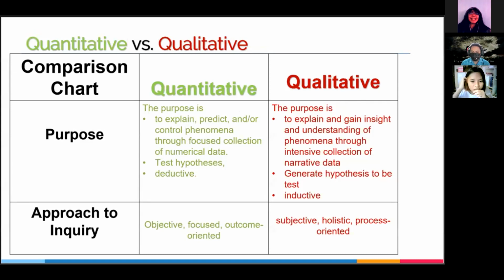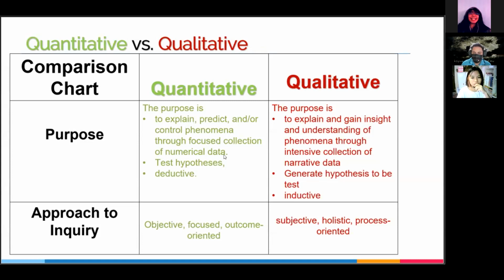The purpose of quantitative research is to explain, predict, and or control phenomena through focused collection of numerical data, while qualitative is to explain and gain insight and understanding of phenomena through intensive collection of narrative data. All right. So that is the difference between the two.